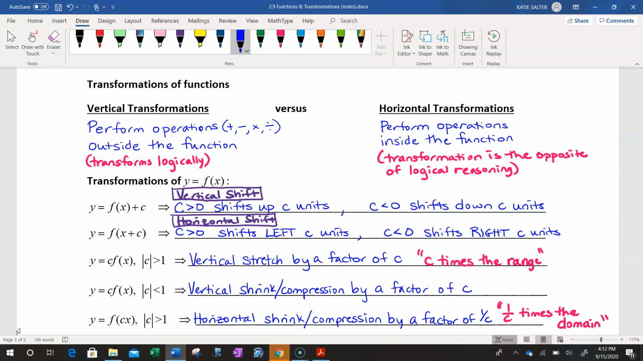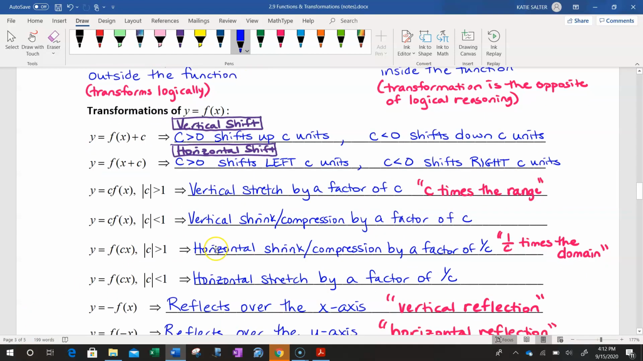We add outside, it moves up. We subtract, it moves down. We multiply by 2, it stretches vertically by a factor of 2. We multiply by half, it shrinks vertically by a factor of half. The horizontal transformations do the opposite of logical reasoning. We add inside, it moves left. We subtract, it moves right. We multiply inside the function by 2, it shrinks horizontally by a half, not by 2, by a half. If we multiply inside the function by a half, it stretches horizontally by a factor of 2.